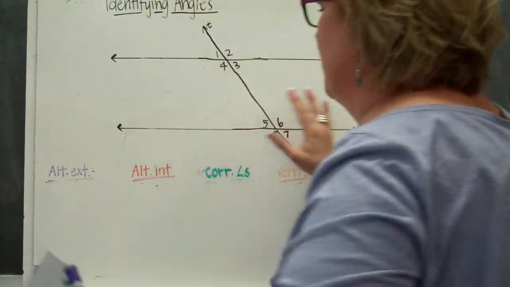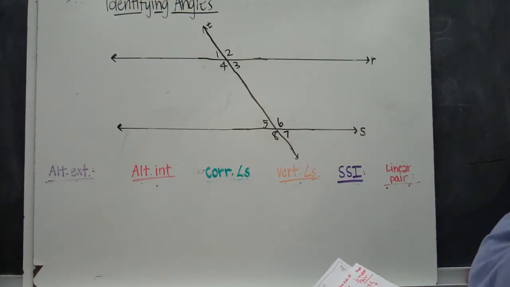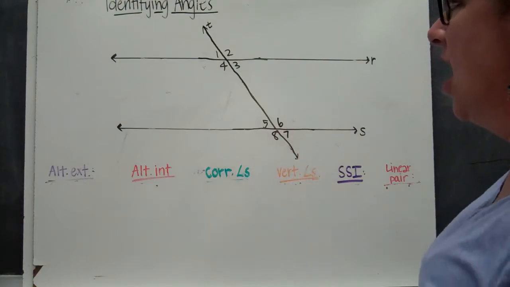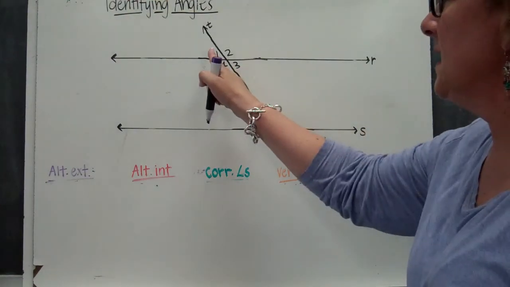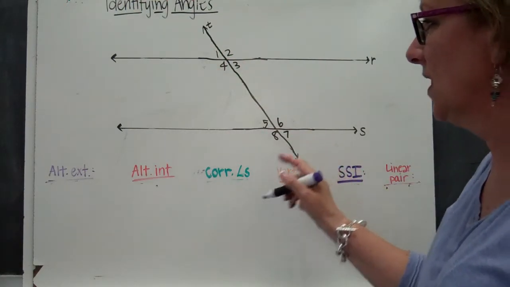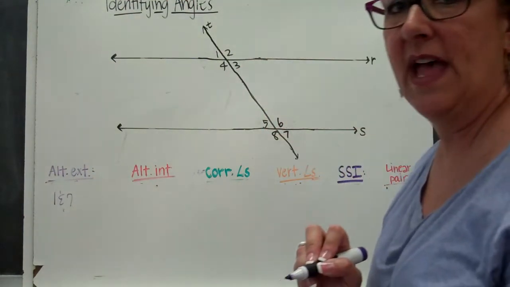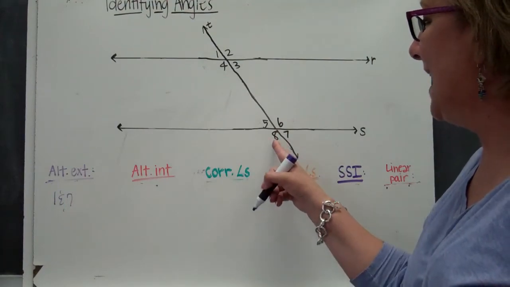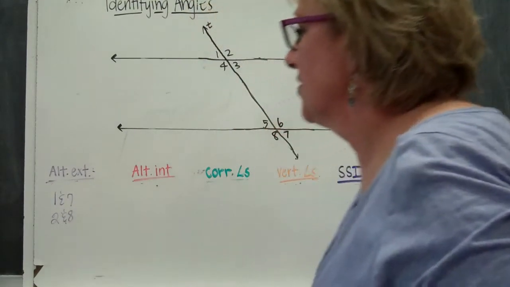All right, let's do some identification of these angles. If I want to find alternate exterior angles, first of all, we know exterior angles are going to be these on the outside of the parallel lines. And alternate exterior means 1 and 7 are going to be on opposite sides of the transversal line. So my first alternate exterior angles are going to be 1 and 7, and don't forget they are going to be congruent. So 7 and 1 have the same measure, and 8 and 2 will have the same measure. So 2 and 8 are also alternate exterior angles.